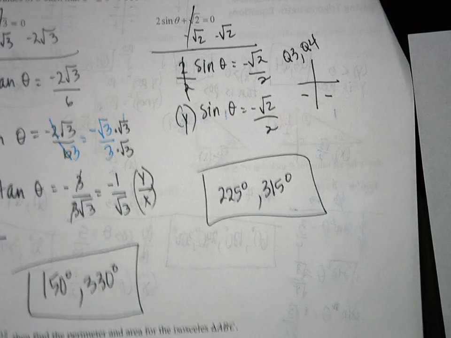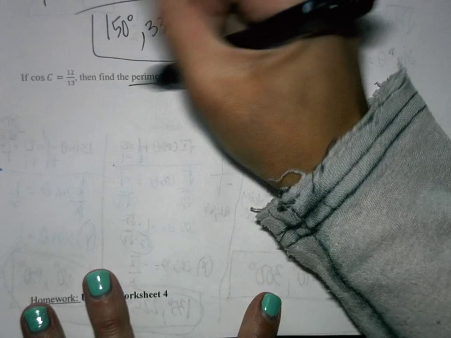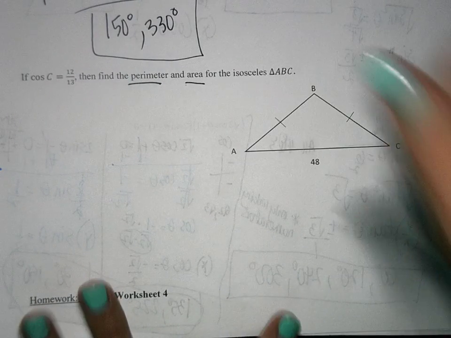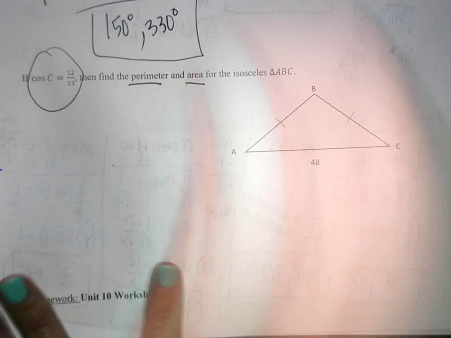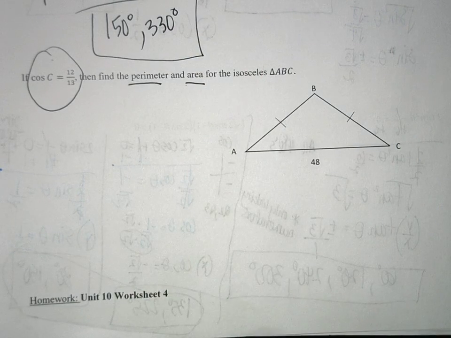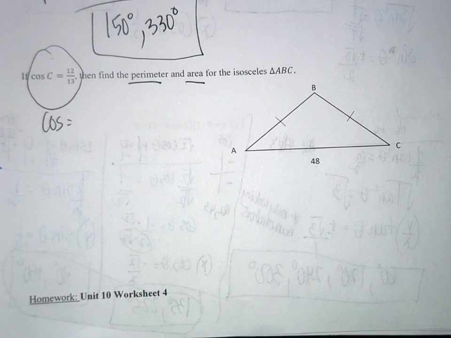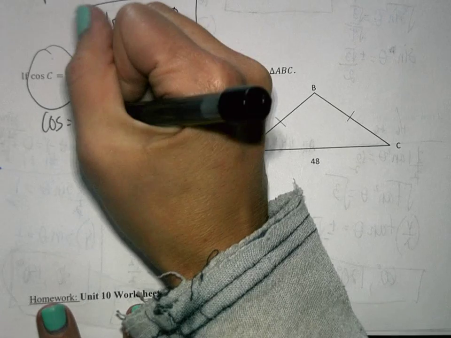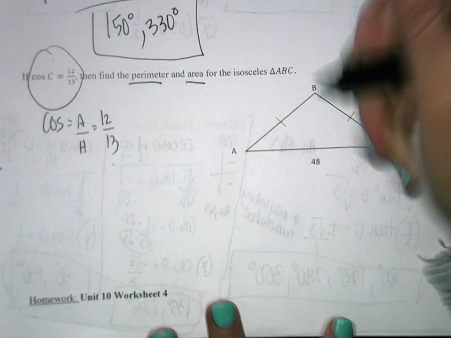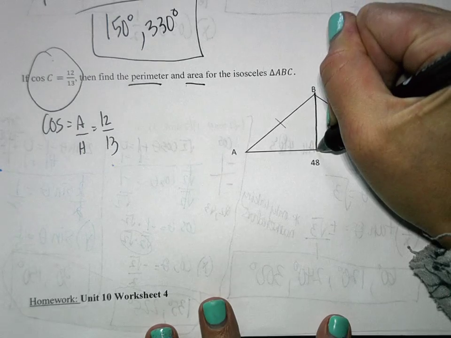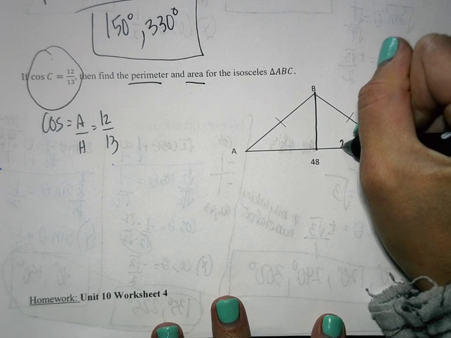Okay, this last one, they are asking us to find the perimeter and the area of this isosceles triangle. They also have told us that cosine C is 12 over 13. Based on that, we know that cosine is adjacent over hypotenuse, which is 12 over 13. So if we were to draw our line here, we know that half of 48 is 24, so each of these sides are 24.